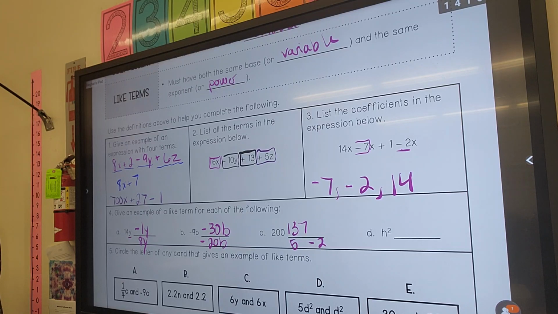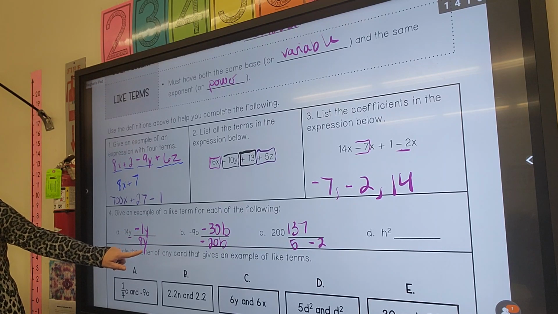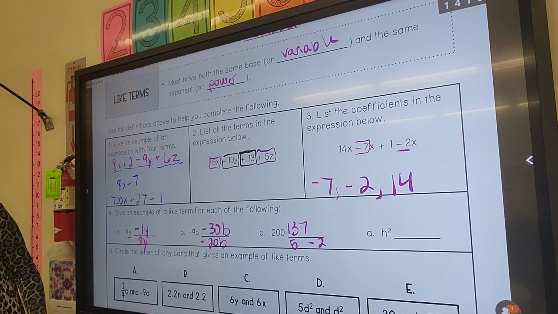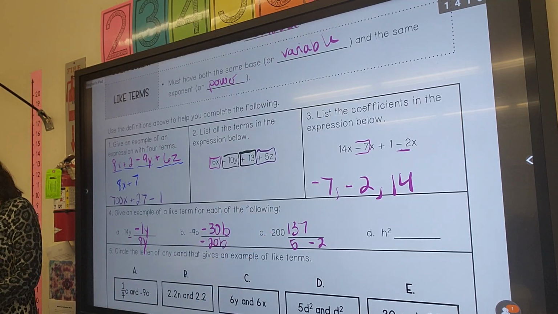You guys have been adding and subtracting numbers since you were little. The only thing when we have like terms is you can only combine terms that have the same variable or that are numbers. And then our last example D, we have an exponent, h squared. So we need to have the same base and the same power.